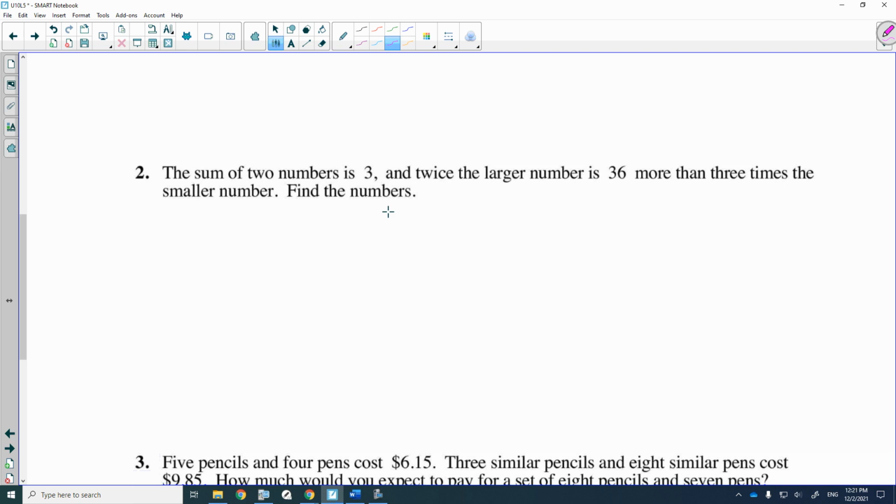See if you could do the second one. It's the numbers. Pick X and Y for your numbers. And let's write let X be the larger number. And see if you could figure out, the first one should be very simple. The sum of two numbers is 3.